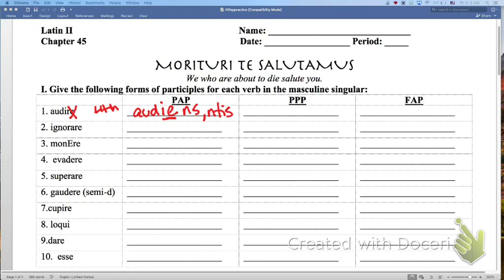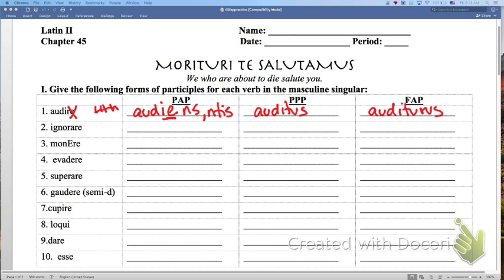You have to do that for all of them that are fourth. Okay, for the PPP, I need to know the fourth principal part of audire, right? Which would be what? Auditus. And that's all I'd write down there, right? Okay, how do I take that and make it the FAP? I'd say, there you got it. Good.